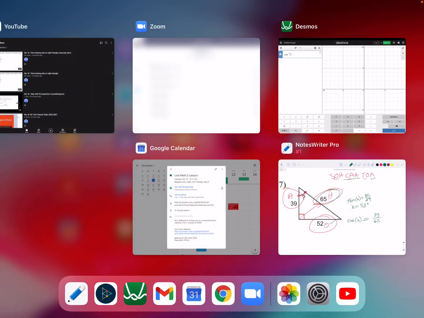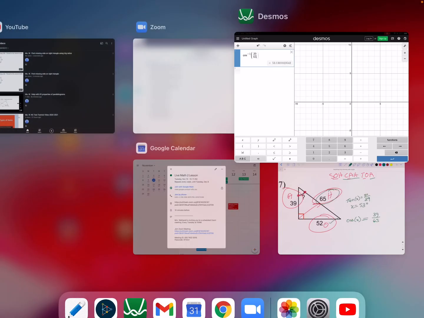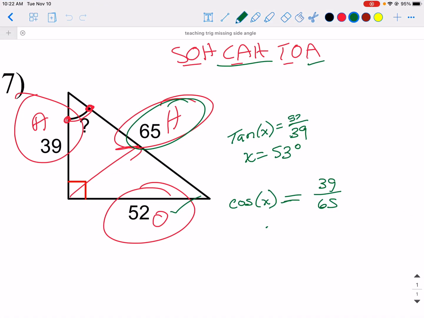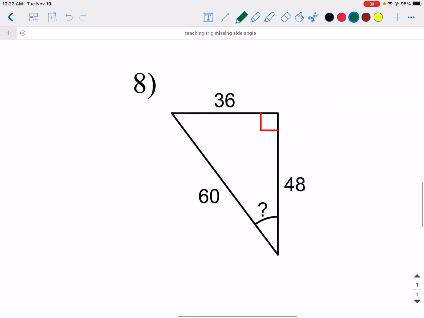Cosine -1, 39 over 65. 39 divided by 65, 53 degrees. Oh, wow, it's the same as tangent. So if you did the sine one, you would find it's the same. So it doesn't matter which one you pick, you find one you like. I know you have a favorite trig ratio by now.